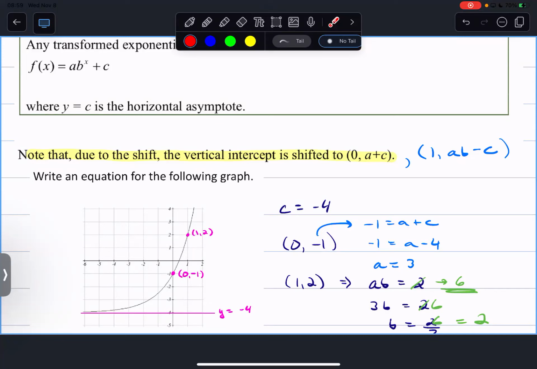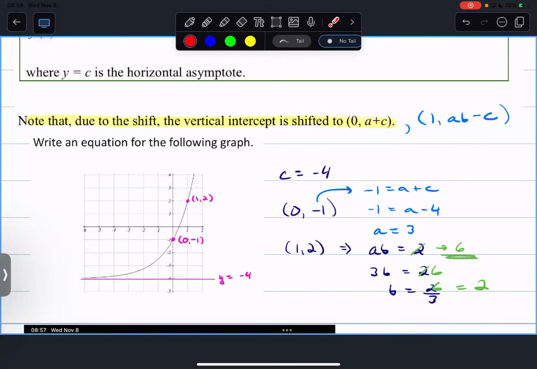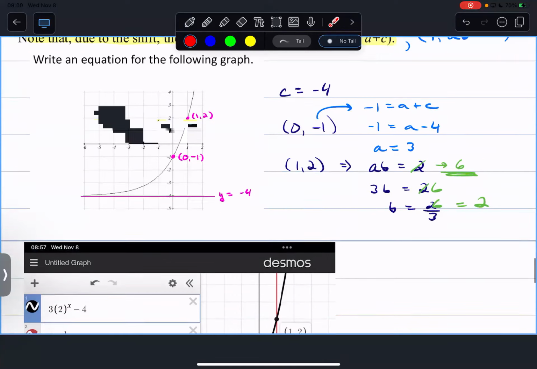Slight fumble, but that's okay. That's math. But it's important to notice when things don't make sense. When you see things like 2/3, but you know that it has to be growth, then you know that something went wrong. Okay.